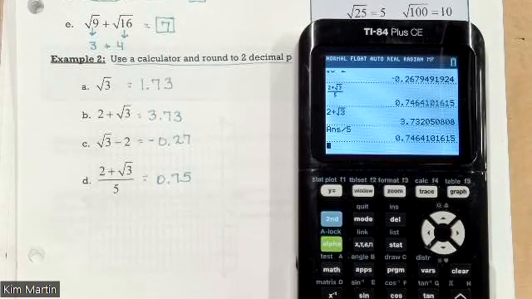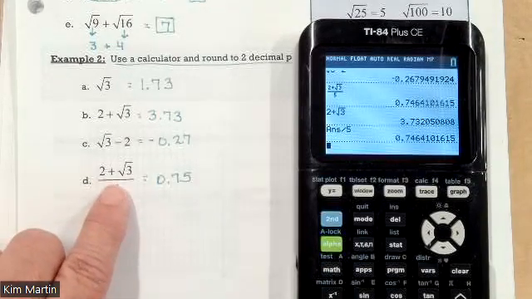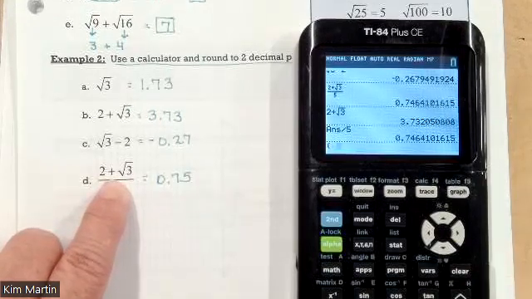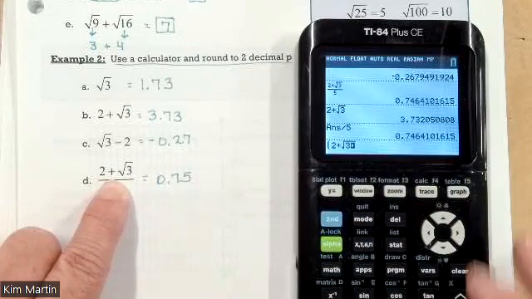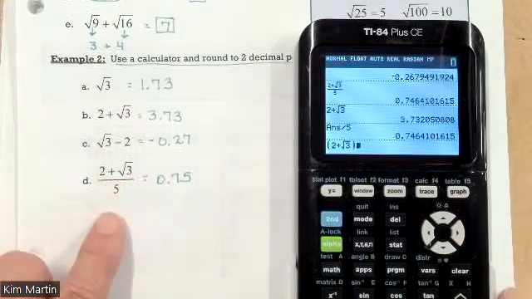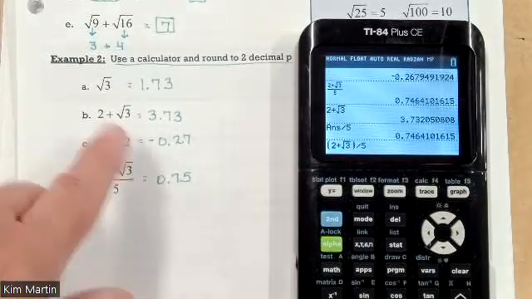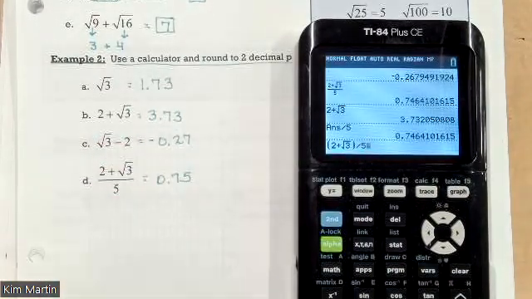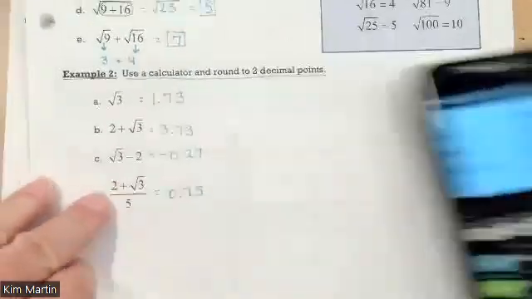A lot of you like to do everything at once. And if you're going to do that at once, without using your fraction key, this whole top has to be in parentheses. The whole top. Like that. Divided by 5. And if you had more than just 5 on the bottom, the whole thing would have to be in parentheses. And notice you'll get the same thing.